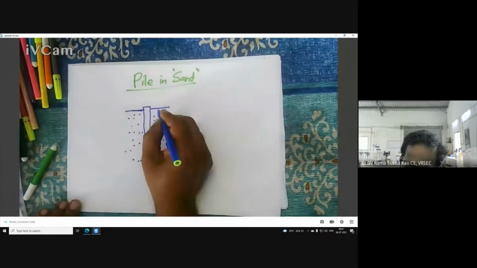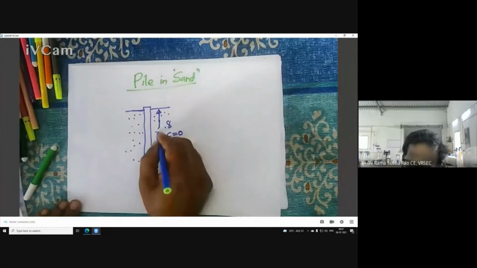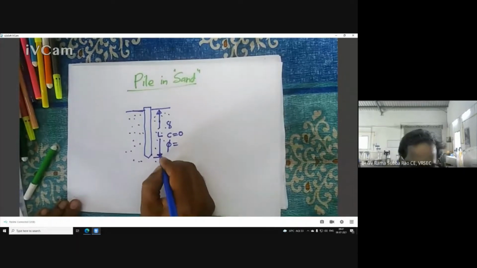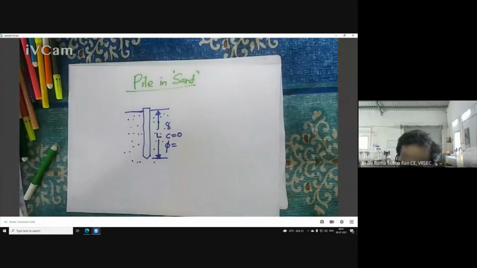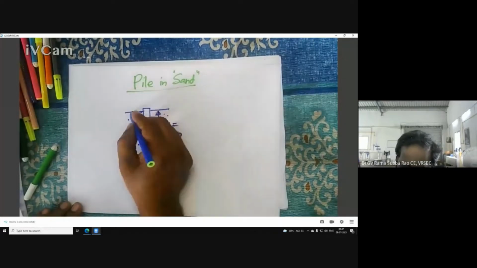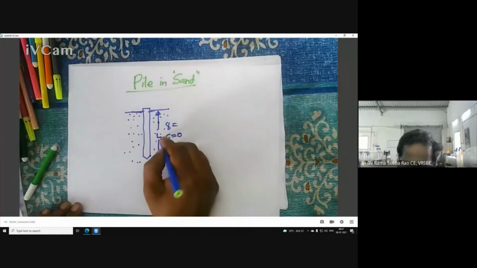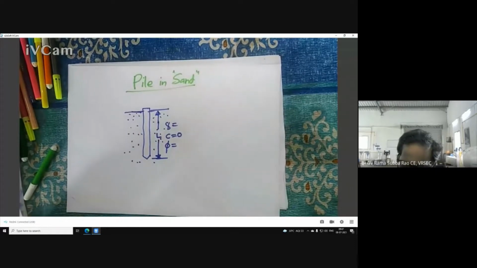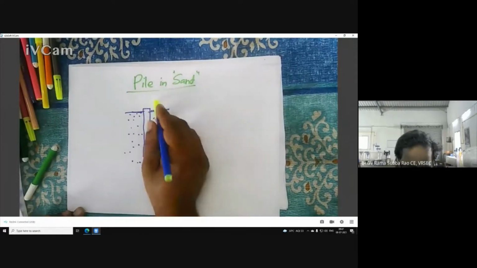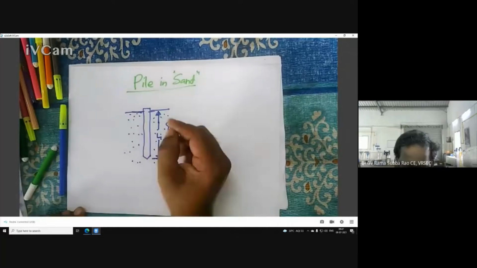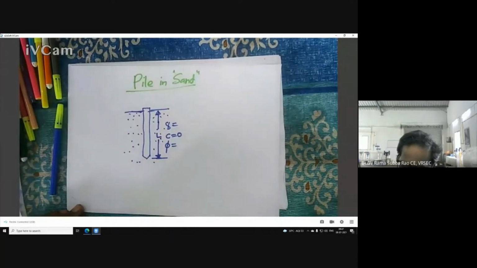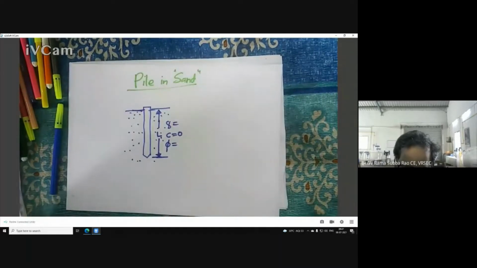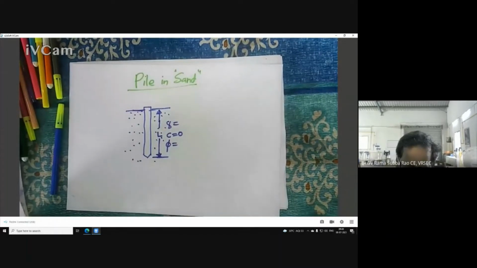This is the length of the pipe. So I will show you what we are exactly discussing. Now you see, this is gamma, the unit weight of the soil, sand, and L is the length of the pipe. But I may be reluctant to show the diameter. You know the reason, because we don't have only circular piles. We have different sections of piles. Especially pile in sand means you may feel that it is a driven pile. In fact, this is a driven pile.